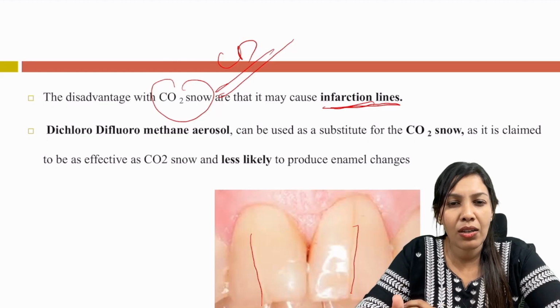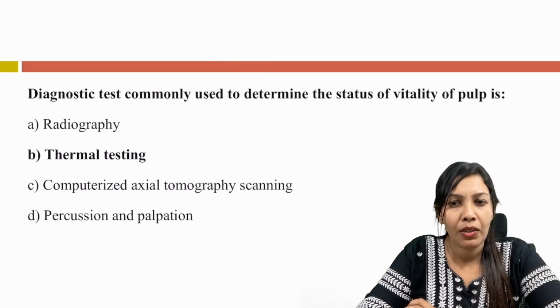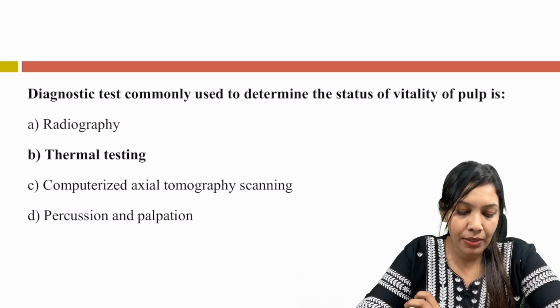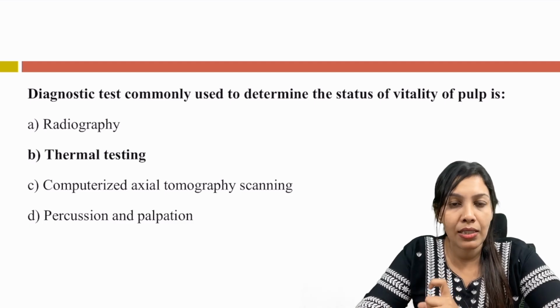That is mainly because there is less disadvantage when compared to the carbon dioxide snow. So this is one of the questions that was asked in NEET MDS PG: the diagnostic test commonly used to determine the vitality status of the pulp. Of course, it is the thermal test. A vitality test is always done with the help of thermal testing.